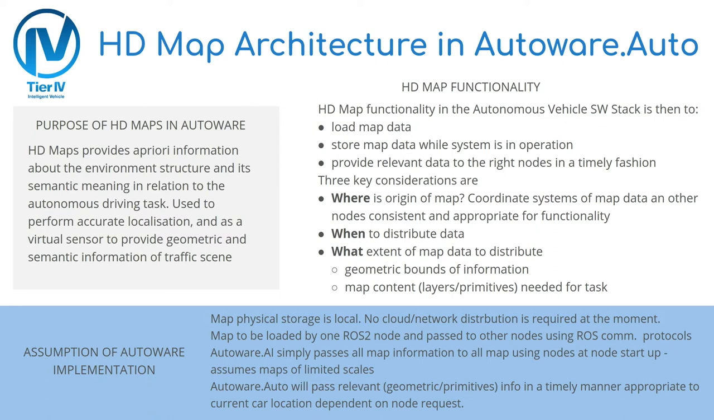In implementing this functionality, Autoware.Auto makes some assumptions, namely that the map physical storage is local. There is no cloud network-based distribution at the moment. The map is to be loaded by one ROS2 node and passed on to other nodes using ROS communication protocols. Whereas Autoware.ai simply passes all map information to all nodes that require map information at node startup, Autoware.Auto will pass relevant information in a timely manner appropriate to the task to be performed by the requesting node.